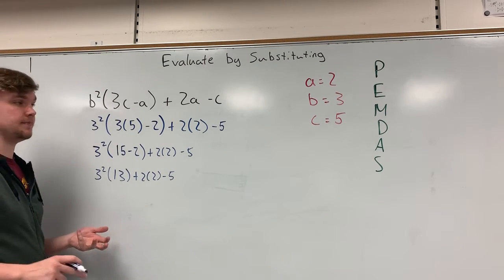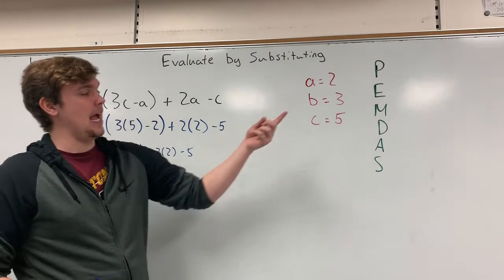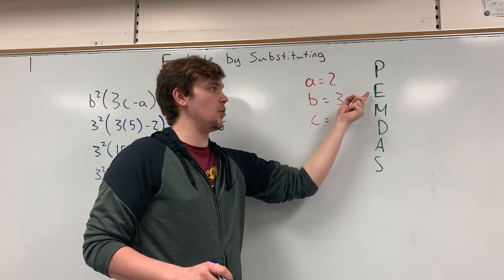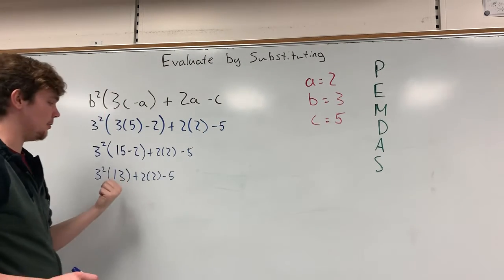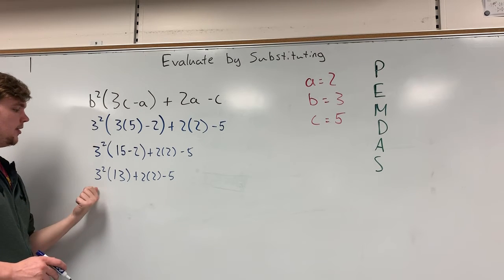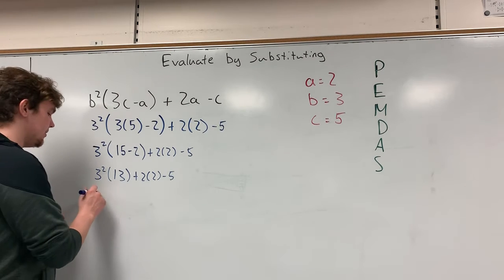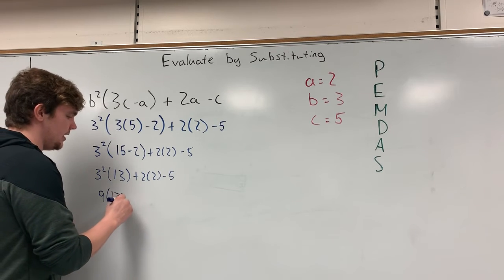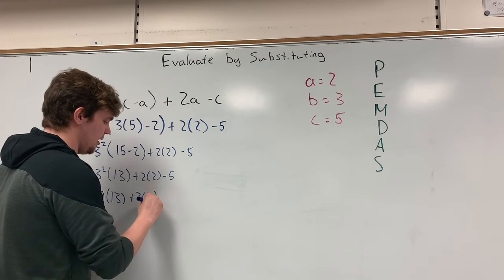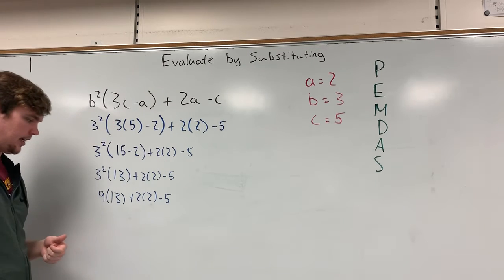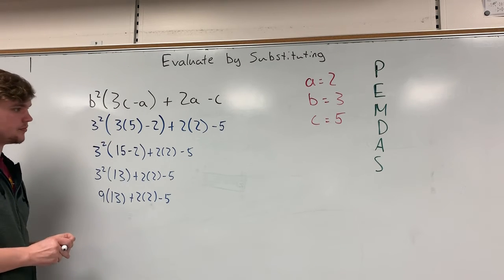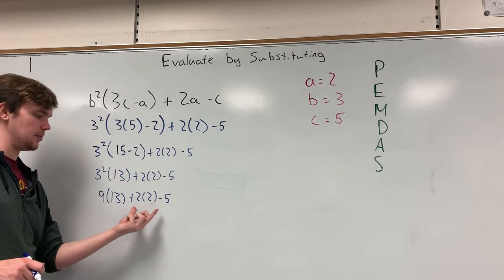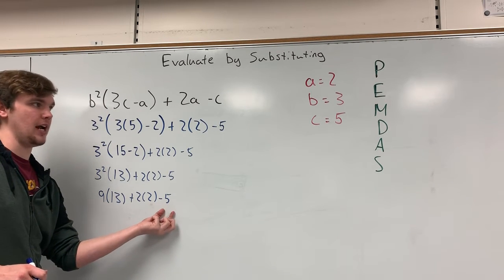What should I do first? Well, exponent comes before multiplication. So I'm going to worry about all of my exponents in this problem first. Okay, so 3 squared is 9. And let's replace that times 13, plus 2 times 2, and minus 5. Okay, getting somewhere. All right, now I have some multiplication here, and some subtraction.